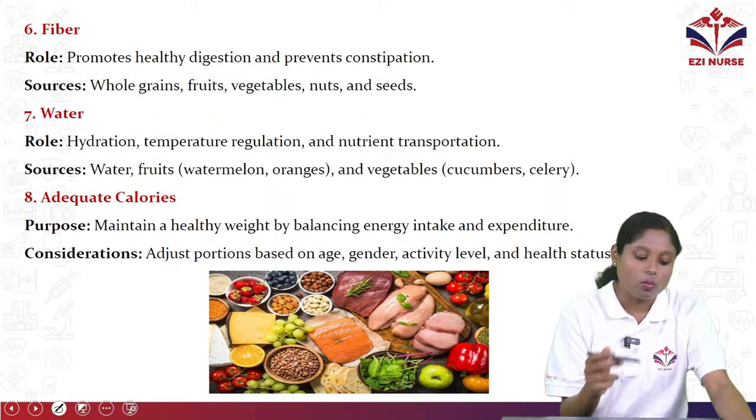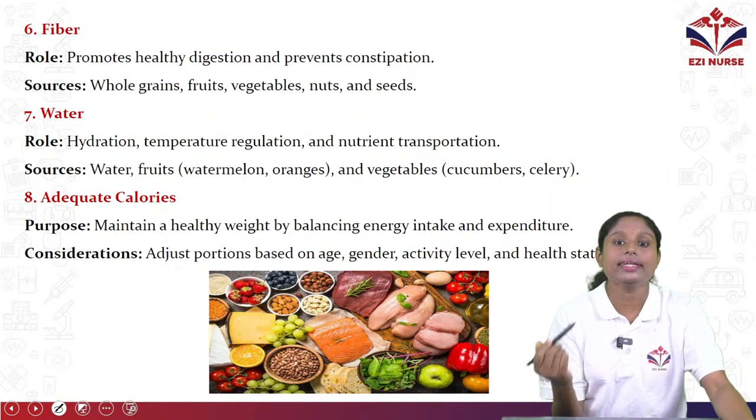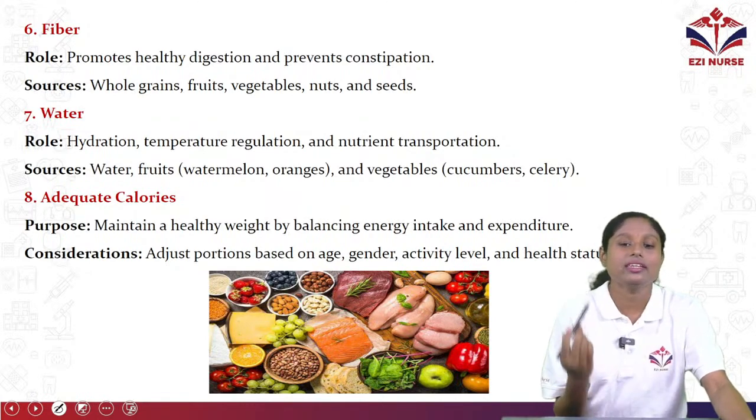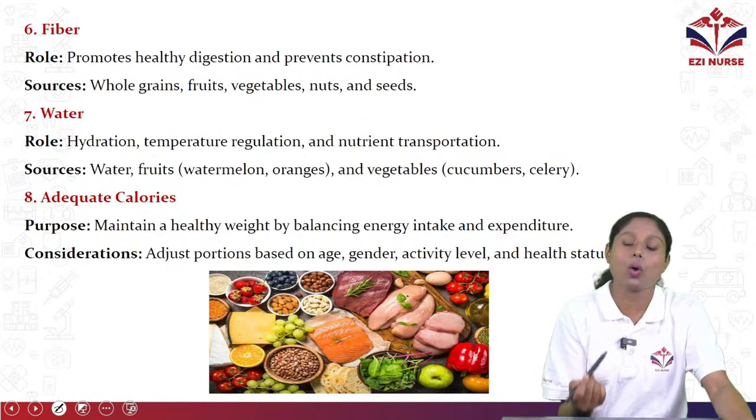Coming to water. What is the role of water in our body? It is hydration, temperature regulation and also to transfer nutrients throughout the body.